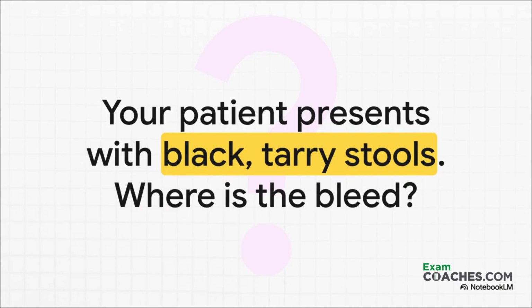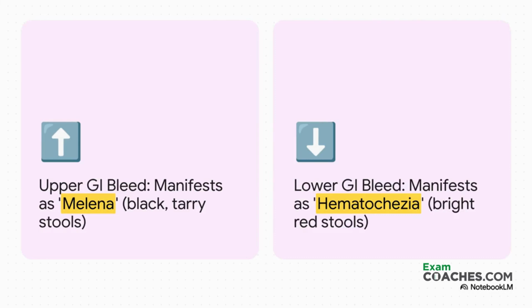All right, next challenge. Your patient has melena, those black, tarry stools. Now, that's a huge red flag, obviously. But what does it tell you specifically about where the GI bleed is coming from? Well, the answer is in the pattern. Melena, those black and tarry stools, points to an upper GI bleed. Why? Because the blood has had time to be digested. On the other hand, bright red stool, or hematochezia, tells you it's a lower GI bleed where the blood is fresh. Knowing this difference is absolutely non-negotiable.